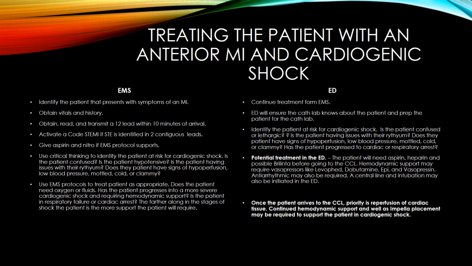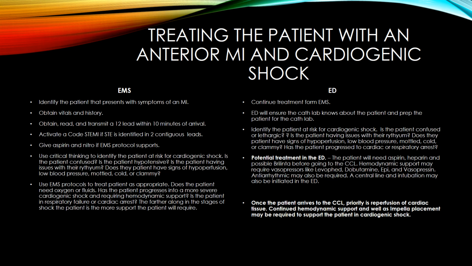When we treat the patient with an anterior MI and cardiogenic shock, EMS, the first thing you're going to do is identify that patient that's having symptoms of an MI. Obtain vitals and history. You're going to obtain, read, and transmit your 12-lead EKG within 10 minutes of arrival. Activate a code STEMI if you have identified ST elevation in more than 2 contiguous leads, so 2 leads that tell about the same area of the heart. You are going to give aspirin, potentially nitroglycerin to that patient.